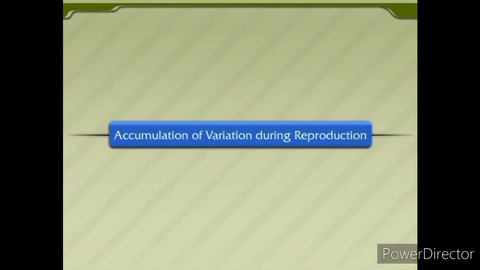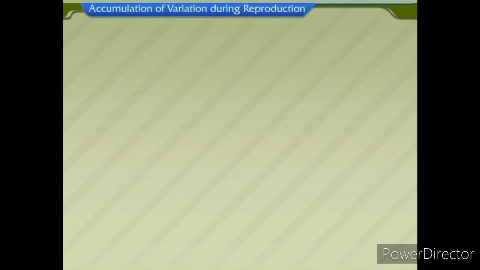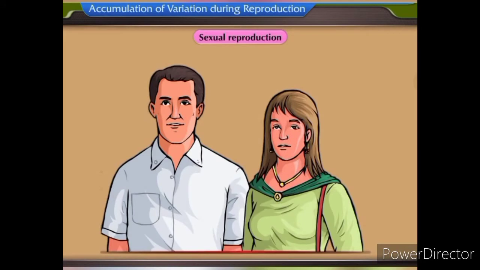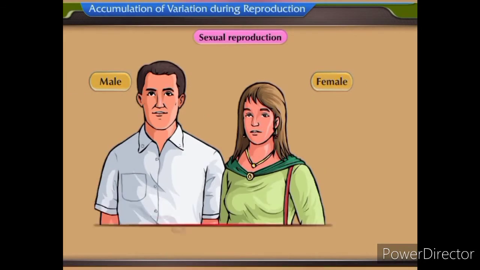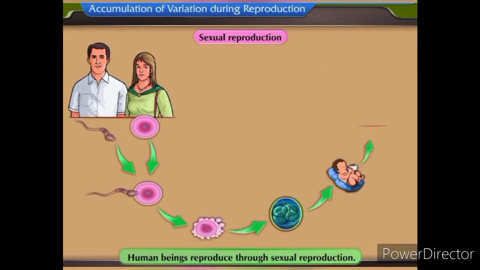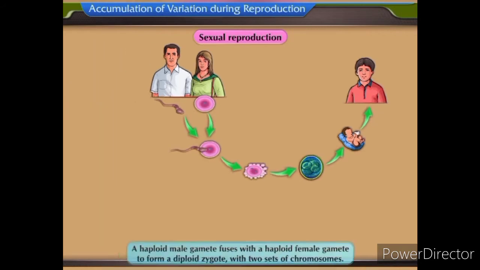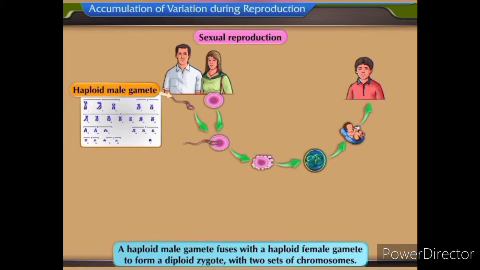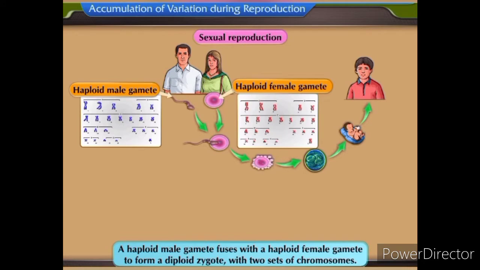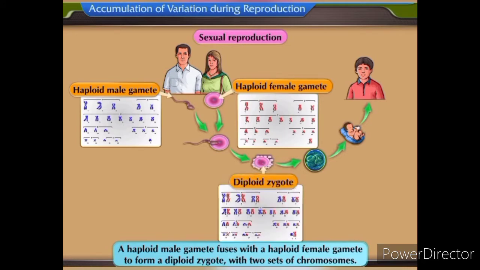Accumulation of variation during reproduction. In case of humans, the sexes are separate. Human beings reproduce through sexual reproduction. A haploid male gamete fuses with a haploid female gamete to form a diploid zygote, with 2 sets of chromosomes.